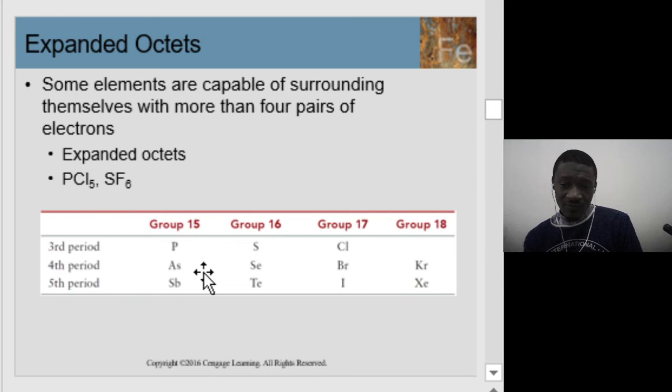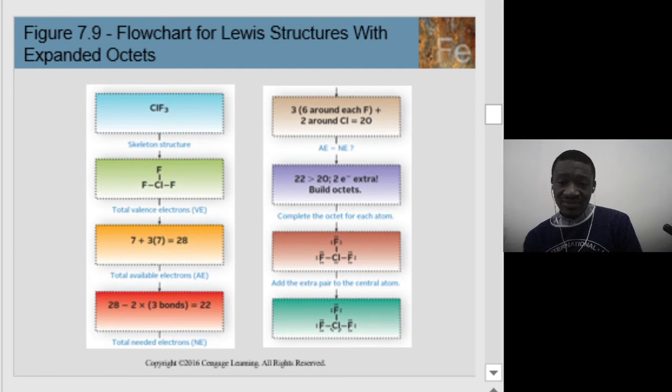So this includes phosphorus, arsenic, antimony, sulfur, thallium, and selenium. And you have your chlorine, bromine, and iodine. So these are the expanded octet. For these ones now, it gets interesting. I'd like you to pay attention to something. So you have the chlorine and then 3 fluorines.